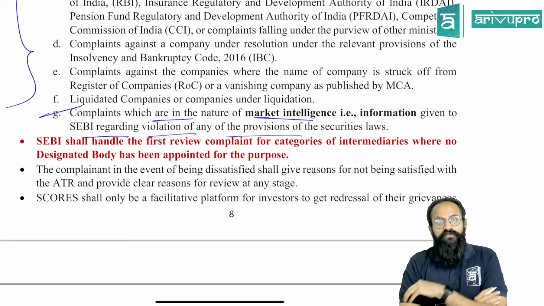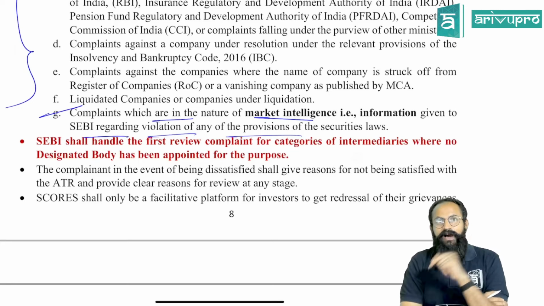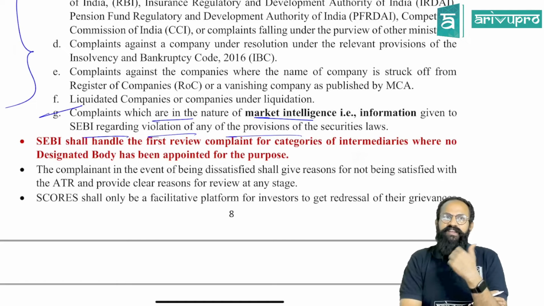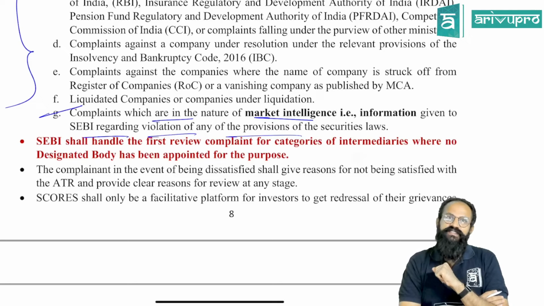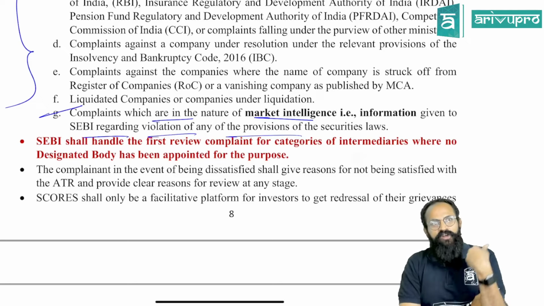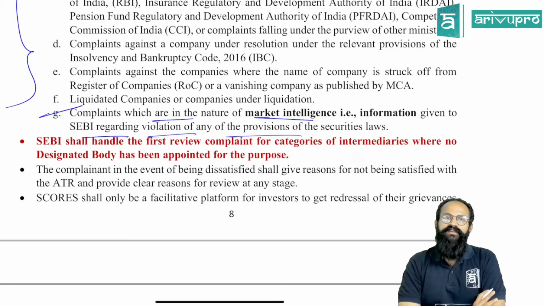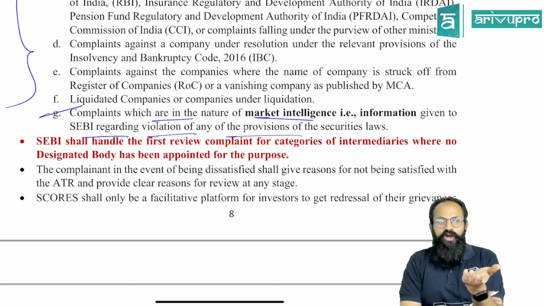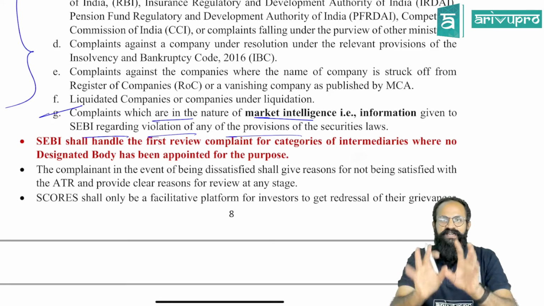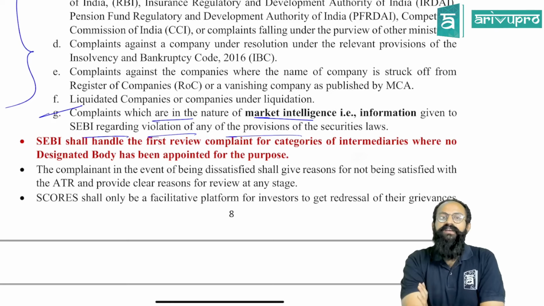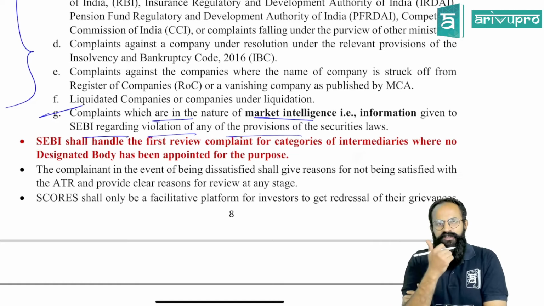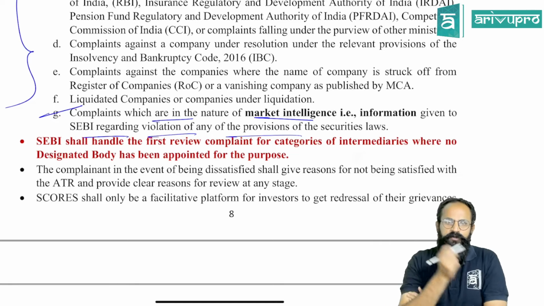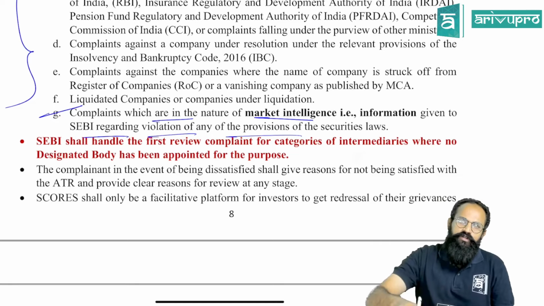What is that? If the complaints are in the nature of market intelligence, it is something like an informant reward. You have given everything with evidence. It's not that you are complaining that you have lost your money; you are proving that someone has gone wrong, that the person has cheated the entire group of investors. In such a case, it will come under that informant reward scheme and not here. They have added this particular thing, and they have added one more thing also.